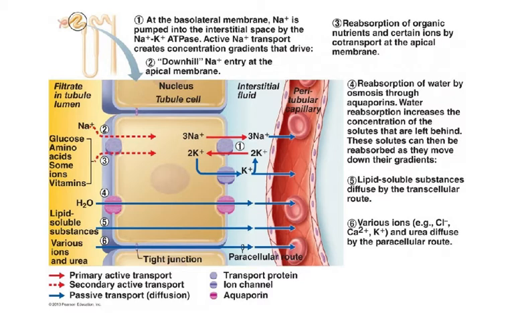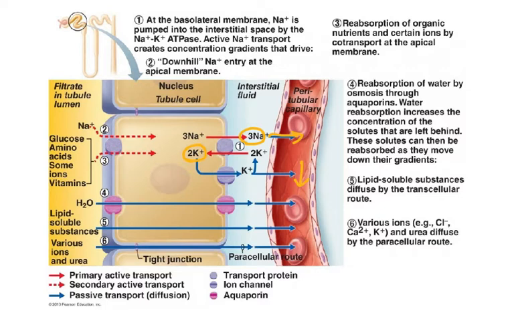If you look at this, just a quick revision. Number one, at the basolateral membrane, sodium is pumped into the interstitial space by the sodium potassium ATPase, sodium potassium pump. So 3 sodium out, 2 potassium in. And then the sodium enters the blood and will be carried away by the blood.